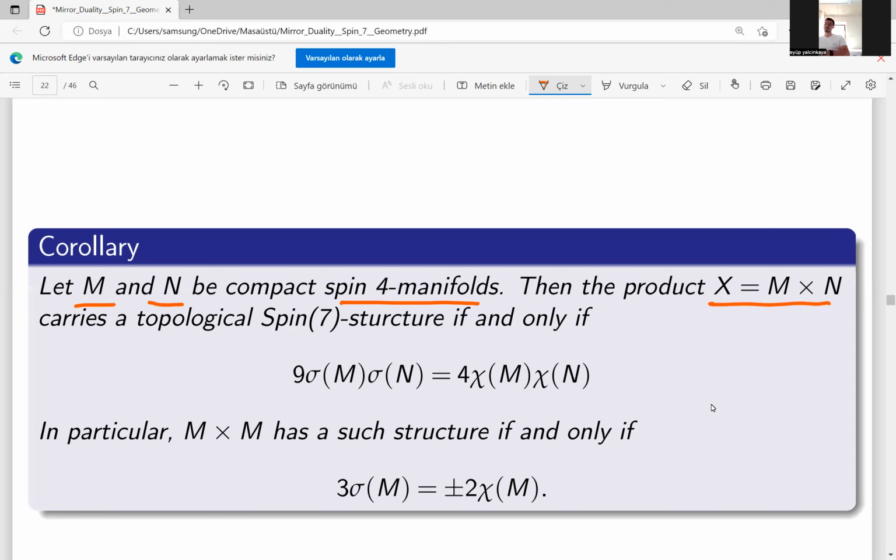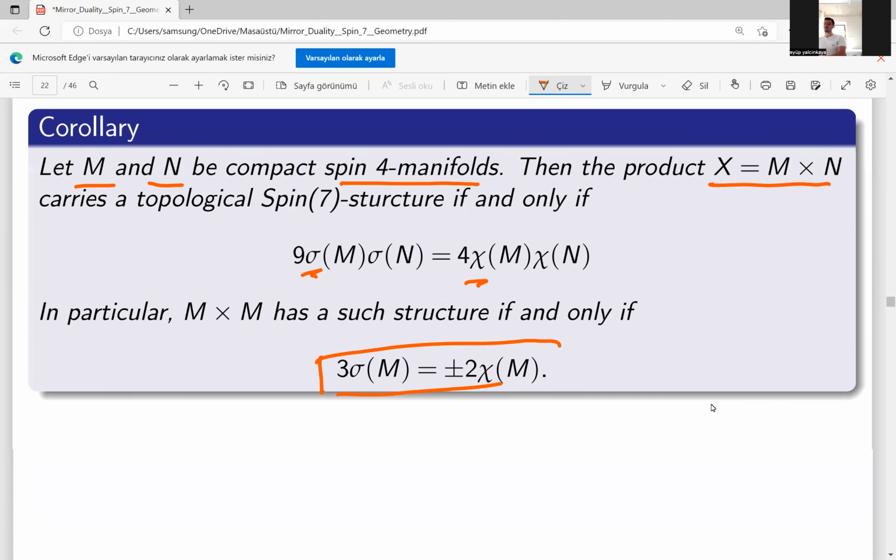The restriction again from here: this sigma is the signature of your spaces. This is the Euler characteristic, again the Euler class of your spaces, and if you choose M cross M, you can find this equality for your spaces, to be able to construct a Spin(7) structure.